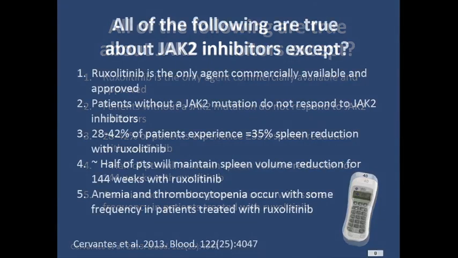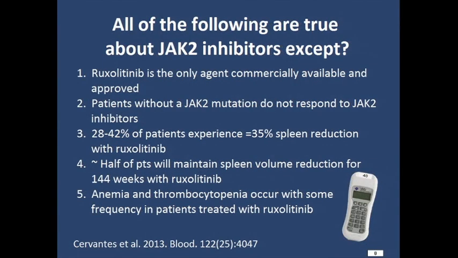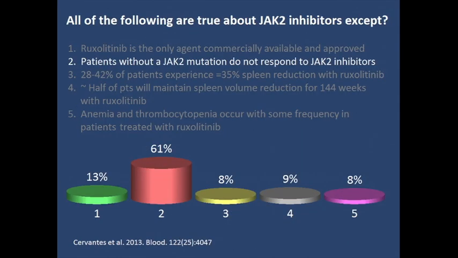A couple of questions about JAK2 inhibitors in the treatment of myelofibrosis. Which of the following is not true? Number one, ruxolitinib is the only agent commercially available and approved for the treatment of myelofibrosis. Number two, patients without a JAK2 mutation do not respond to JAK2 inhibitors. Number three, approximately 40% of patients will obtain at least a 35% spleen reduction with ruxolitinib, and about half of patients treated with ruxolitinib will maintain a spleen volume reduction for about 144 weeks. And number five, anemia and thrombocytopenia occur with some frequency in patients treated with ruxolitinib. I should clarify that number one, ruxolitinib is the only available JAK2 inhibitor. Excellent. Exactly, patients, whether or not they have a JAK2 mutation, may respond to ruxolitinib or other JAK2 inhibitors.